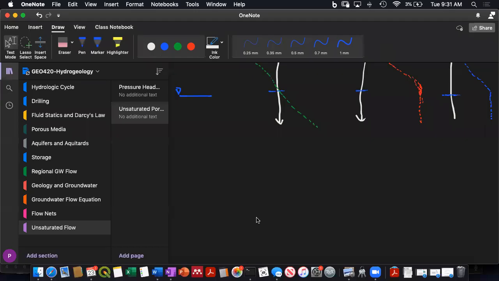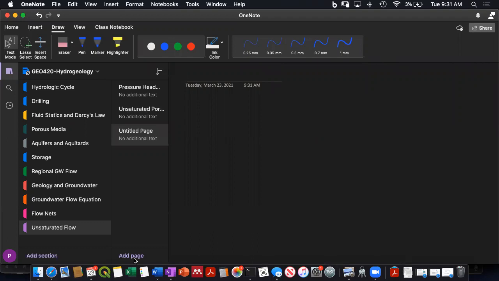Okay. So let's get into the nitty-gritty. These relationships get called characteristic curves. And they're the relationship between the volumetric water content and the capillary pressure, or the negative pressure head, or the relationship between volumetric water content and the relative permeability.